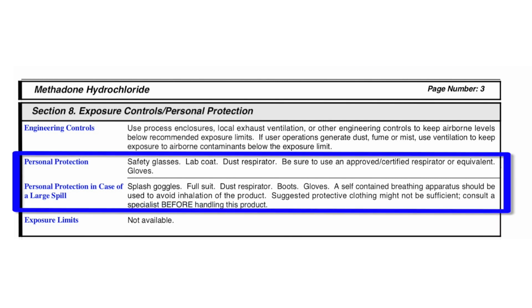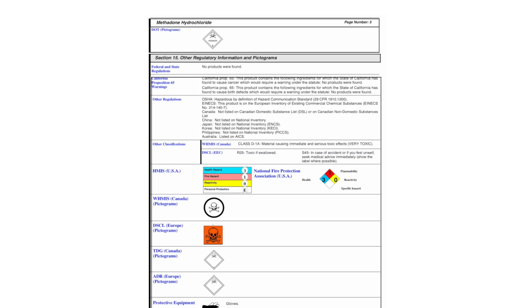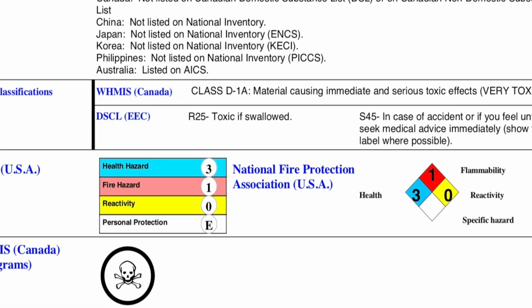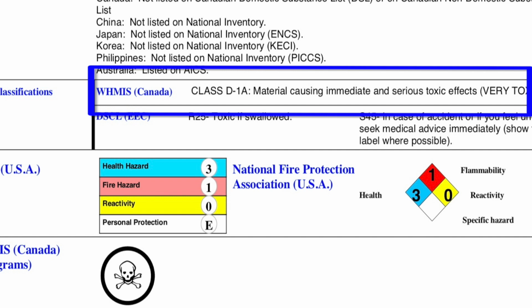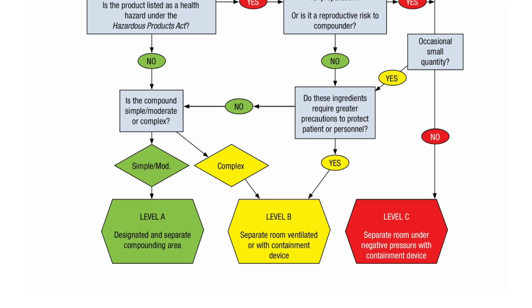For personal protection, you need safety glasses, a lab coat or a disposable gown, a certified dust respirator, and gloves. The safety data sheet also lists the WHMIS classification for methadone as D1A, material causing immediate and serious toxic effects. Based upon the review of the safety data sheet, WHMIS classifies methadone as highly toxic, requiring proper facilities and personal protective equipment to ensure that pharmacy staff is protected and the environment is not contaminated. Based on these factors, methadone is classified as a complex non-sterile compound.